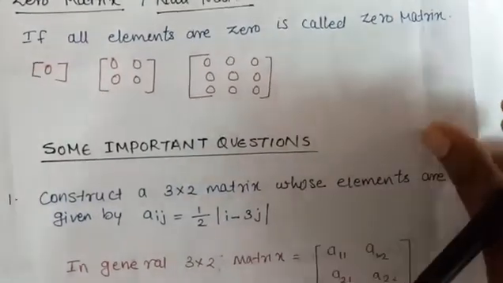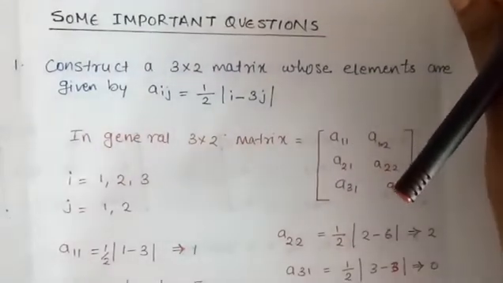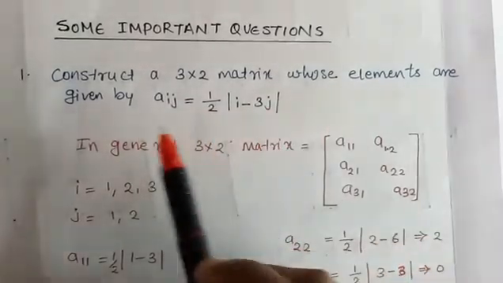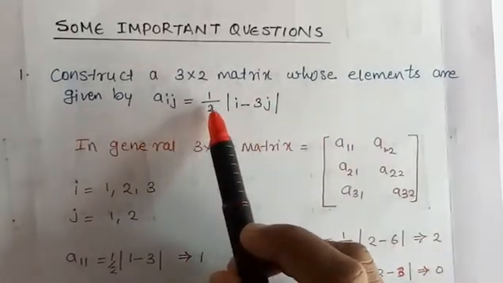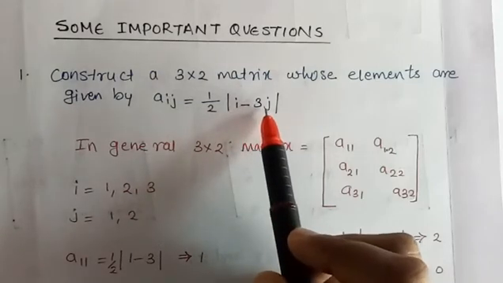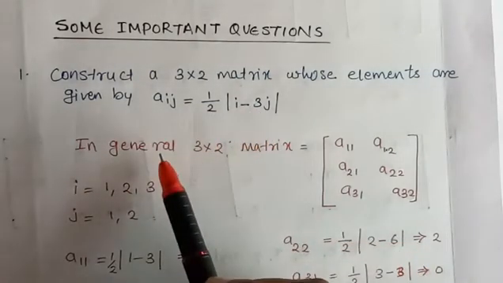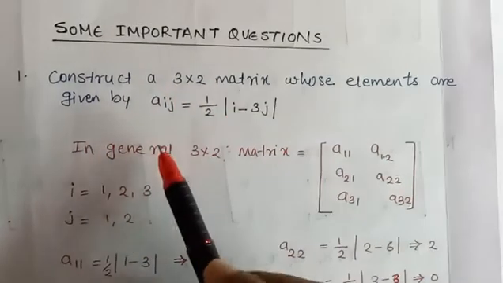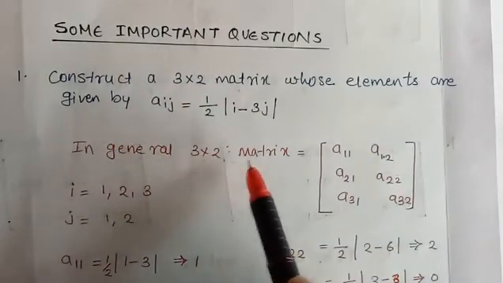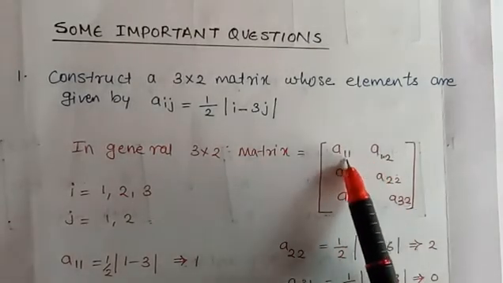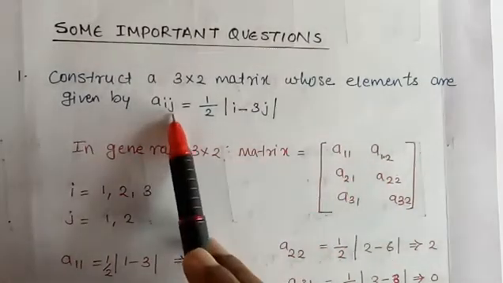So this is the question. Construct a 3 by 2 matrix whose elements are given by Aij equal to half modulus of i minus 3j. So the answer is, in general we can write a 3 by 2 matrix like this. And this is the exact same order as this one.